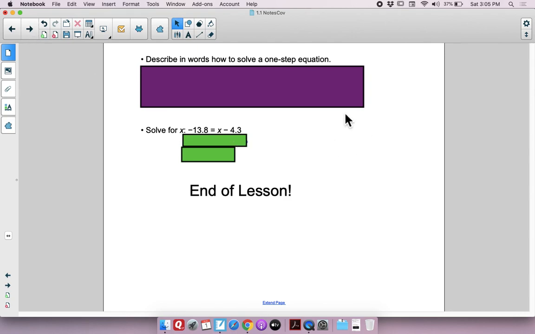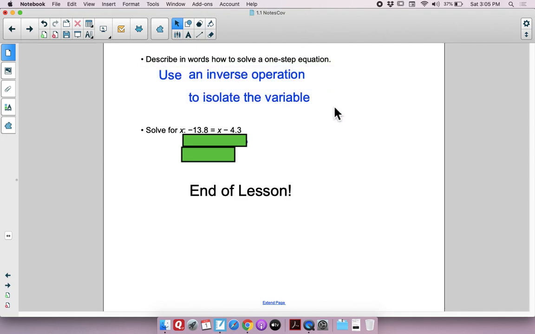Okay, so I want you to take a second. I want you to describe in words how you would solve a one-step equation. Okay, so a one-step equation is something like x plus 3 equals 12, or 4x equals 16. So go ahead and do that. This is what I wrote. Use an inverse operation to isolate the variable, right? If I had x plus 3 equals 4, all I need to do is get that x by itself by subtracting 3 from both sides.